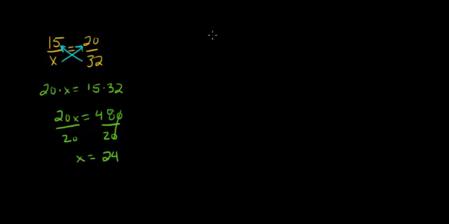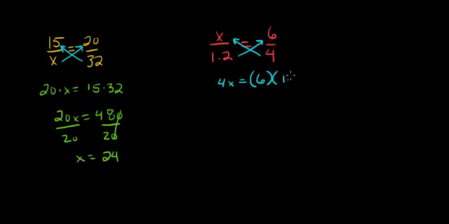Let's say I had this problem, x over 1 2/10, we'll bring a decimal into it, equals 6 over 4. Again, I like to solve using cross products because we don't have a very nice relationship between 1 2/10 and 4. So this gives me 4x equals 6 times 1 2/10. Remember, parentheses side by side indicate multiplication. So I get 4x equals 7 2/10.